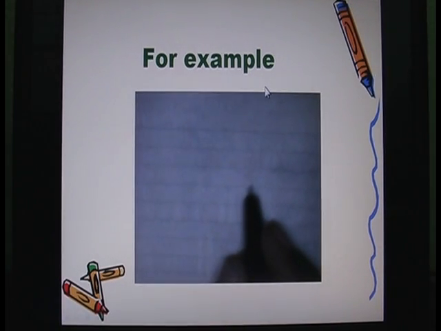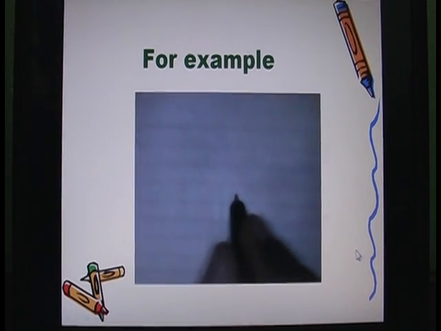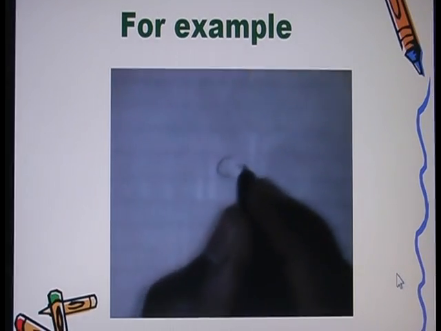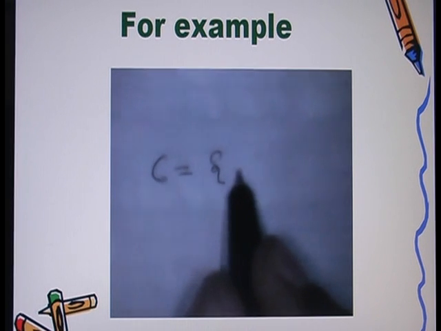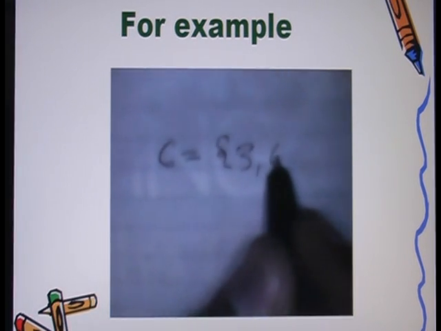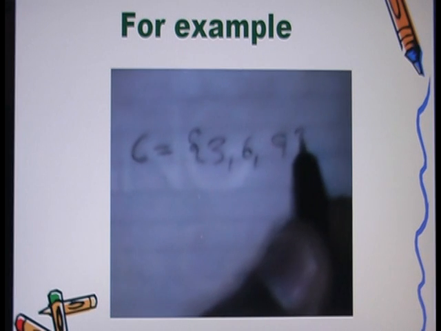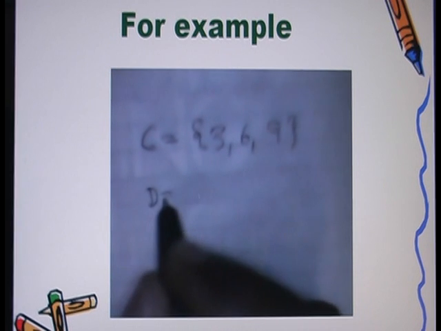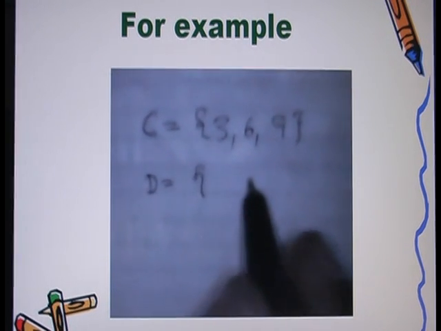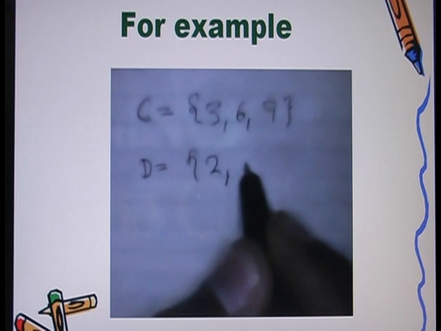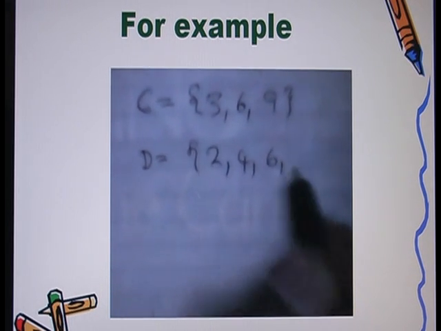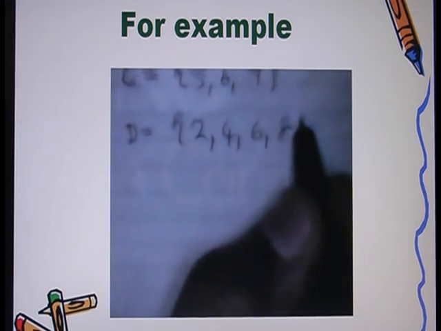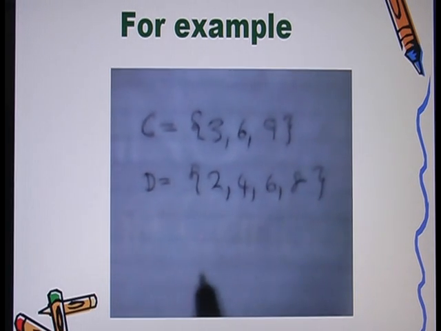For example, now listen keenly to the video clip. Now set C is equal to multiples of 3 less than 10, which would be 3, 6, 9. Good. And then set D is equal to even numbers less than 10, which would be 2, 4, 6, 8. Now we're talking about complement of a set.